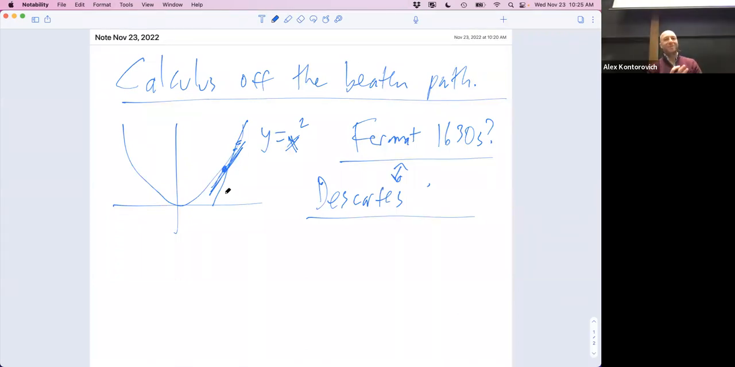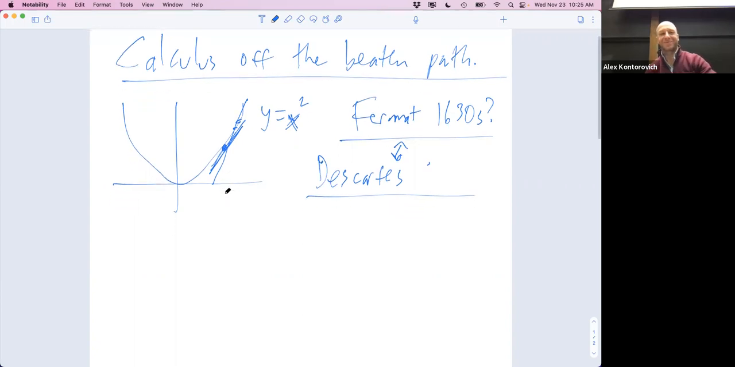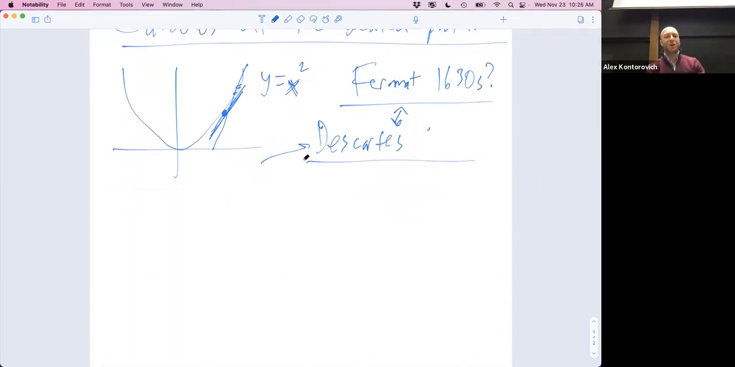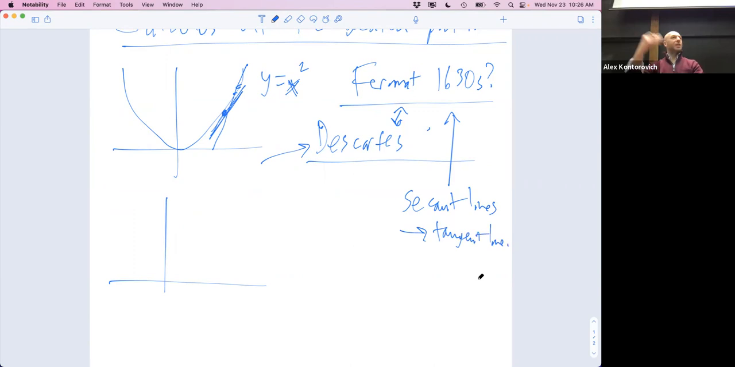Of course, equations mean something once you have the Cartesian plane, which is also an idea floating around at this time that's due to Descartes. So I just want to show you how Descartes did this, because it's kind of fun and crazy. So Descartes was thinking not about secant lines. So Fermat is secant lines approach a tangent line, right? And that's exactly what we've been doing all along.